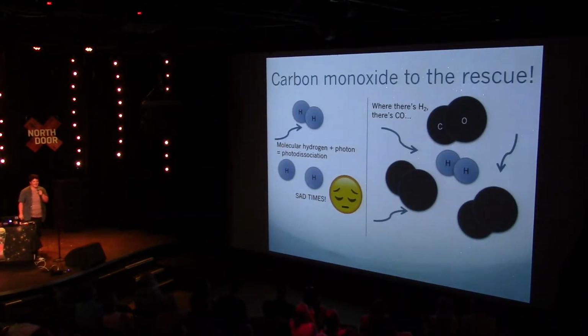But of course, nothing in life can be that simple. We do need carbon monoxide. Why? Because molecular hydrogen obviously photodissociates, meaning that if you shine a light bright enough on it, you will just break it apart, which is very sad times, and kind of gives you a hopeless case for ever forming stars ever in the universe. But luckily, carbon monoxide is here to save the day. It is a much larger, stronger molecule, and you sort of get this shielding effect where you have a cloud of molecular hydrogen, and you also have a cloud of carbon monoxide.